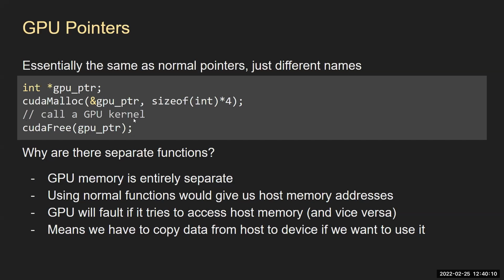So notice here I put call GPU kernel. This is just do all of your stuff with that pointer, and then when you want to free it, it's very simple, very similar to the other free, except it's CUDA free and GPU pointer. So GPU pointers are essentially the same, they just happen to be on GPU memory. And if we want to move data from CPU to GPU or the opposite, then we have to explicitly copy it.